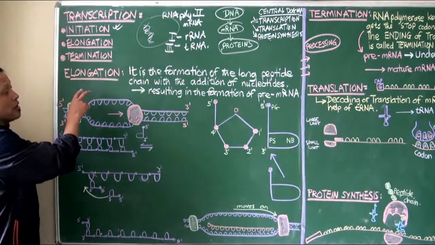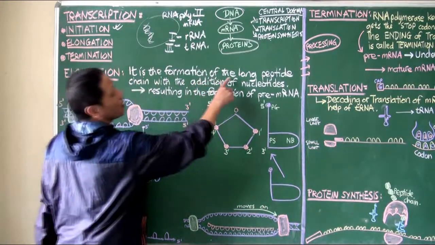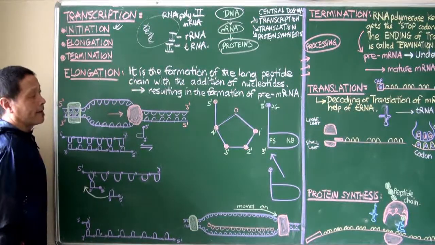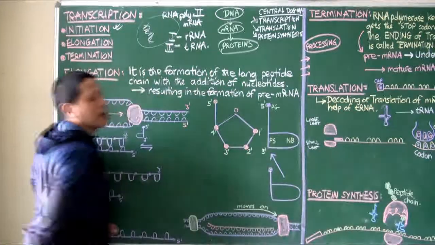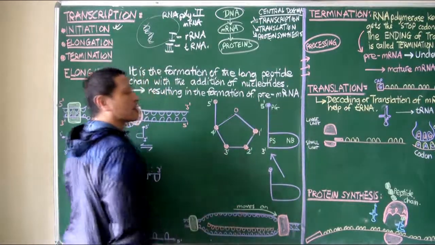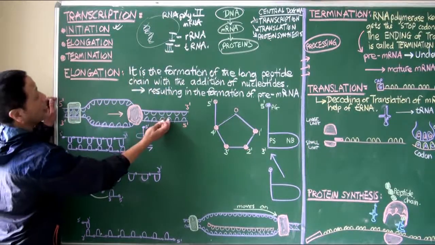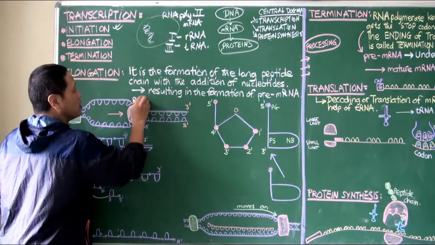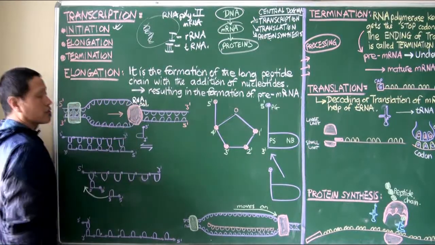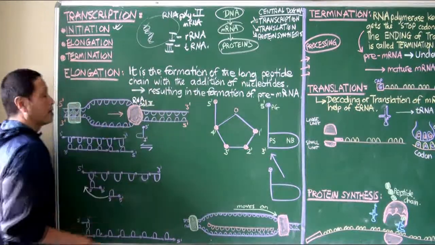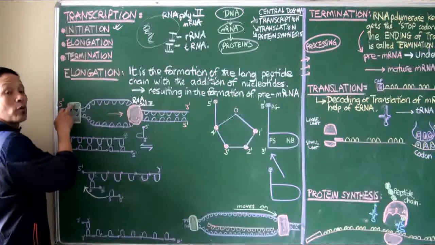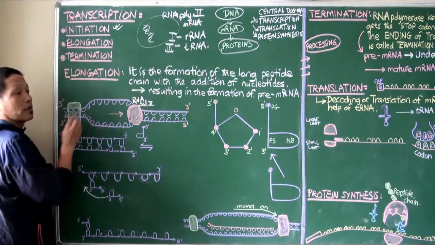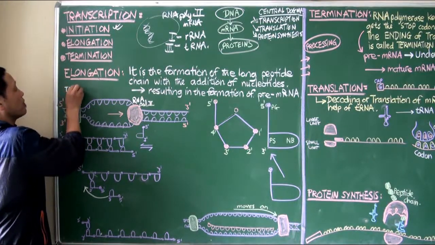The process of elongation is the formation of a long chain with the addition of nucleotides. This results in the formation of pre-mRNA, meaning precursor mRNA. So this is what happens in initiation: the latching on of the RNA polymerase. I'll just write RNA pol 2. It latches on to the promoter, which is present on the DNA. This promoter is also known as the TATA box.